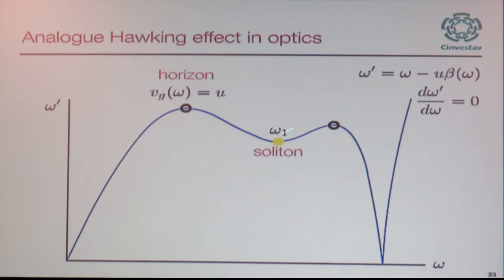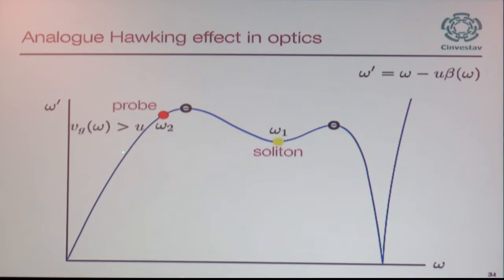Of course, this is the velocity because we define it like that. That is the velocity of the solution. These two are mathematical points. There's nothing going on there, but there are frequencies that will have the same velocity as the solid. So if we send a probe close to there, this is what we will know in the horizon.